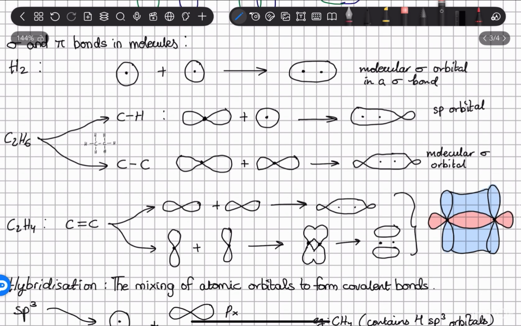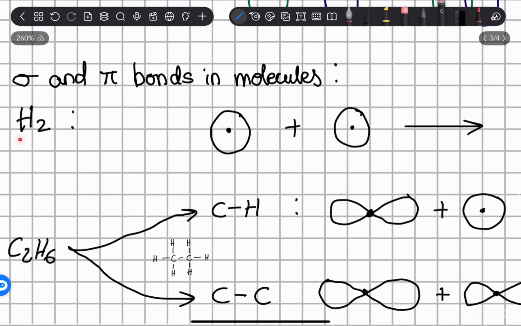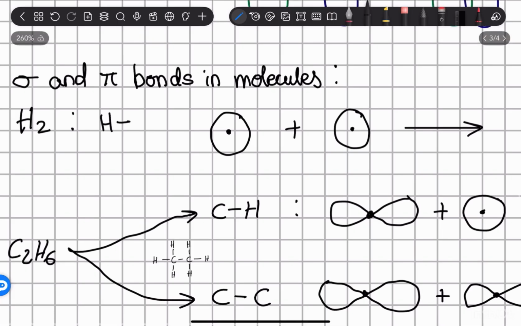Alright, moving on. I'm sorry if I'm a bit fast paced. Sigma bonds and pi bonds in molecules. So this is just me giving you examples based on what the syllabus says we should do. Over here we have an H2 molecule, and we're supposed to show the bonding in that molecule. H2 is essentially just hydrogen bonded to itself.